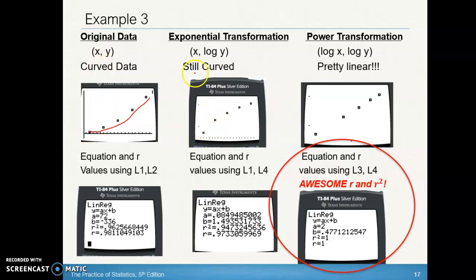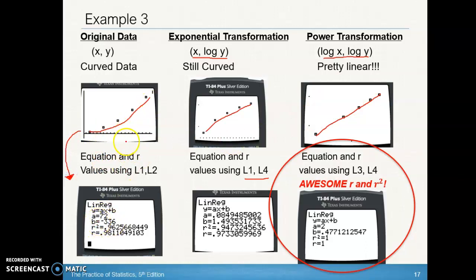Okay, if we take a look at our transformed equation, this is x, log of y. So this was using list 1 and list 4. And it's still a little bit curved. Now here we have log of x, log of y. That's pretty linear, so that's pretty good. Then after you graph it, immediately find the regression equation.